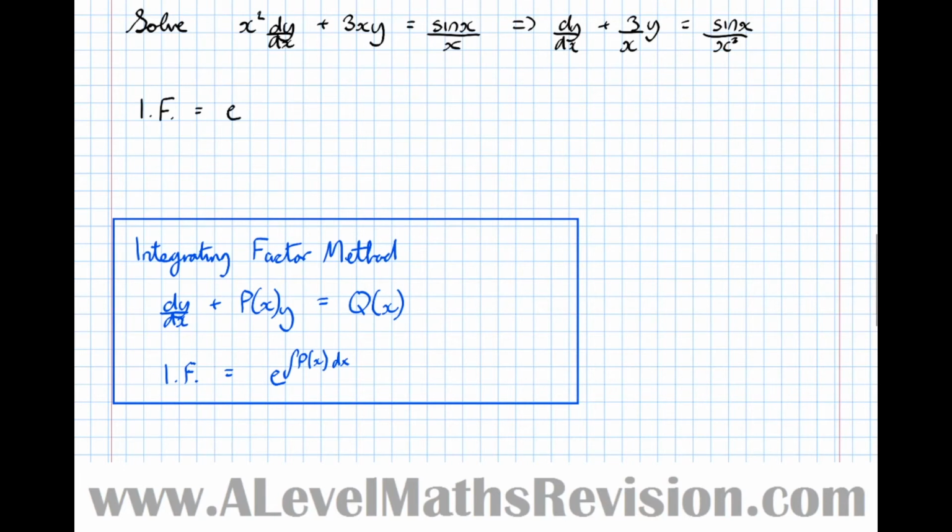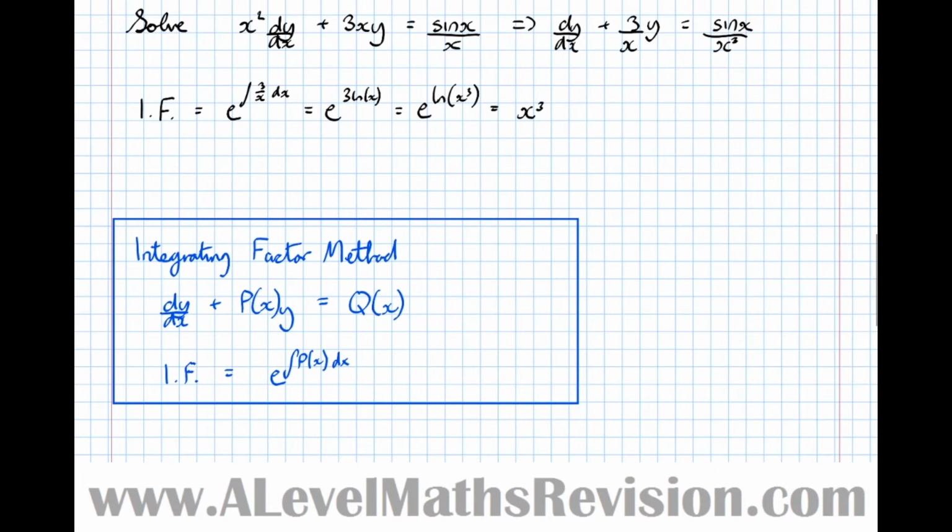equals e to the integral of the thing times by y, which is 3 over x dx, equals e to the power of 3 log x equals e to the power of, and let's tidy this up a bit. Let's use the logarithm law, the power rule, and bring that 3 up into the power of x. So e to the log of x cubed, which we know simplifies to just x cubed. So that's our integrating factor.